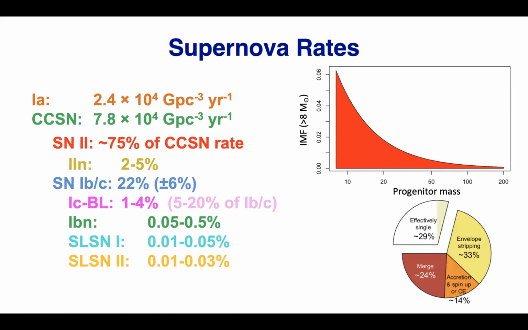But that probably wouldn't work because we do also know now from surveys of the Milky Way and the Magellanic Clouds that only about 30% of stars remain single and don't interact with their binary companions over the course of their life.